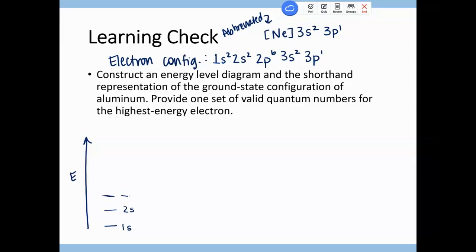Remember, p shells have 3 orbitals, so we write that as 3 separate lines. I'm just writing the lines in to represent orbital energies; I'll add in electrons later. Then higher energy than 2p is the 3s. And then again the 3p, which has 3 orbitals: px, py, and pz, 3 orbitals in the p subshell.